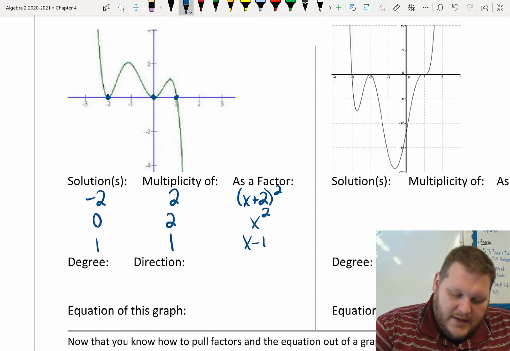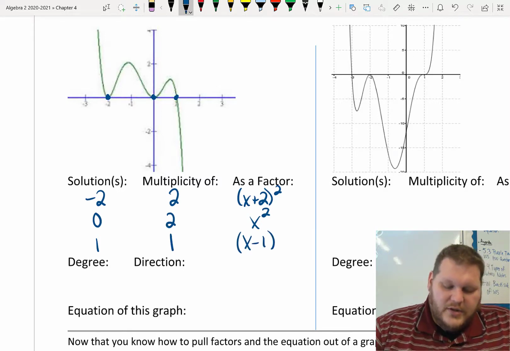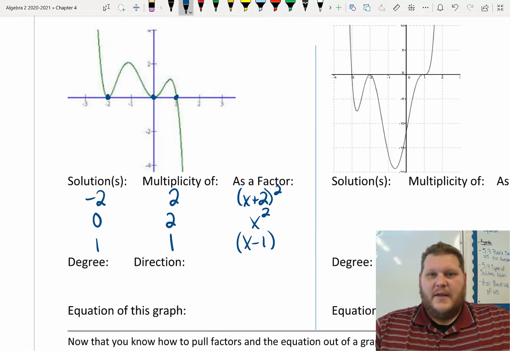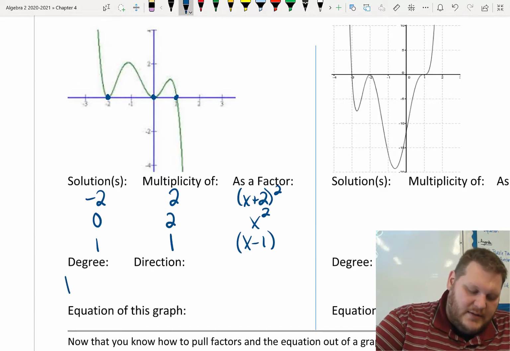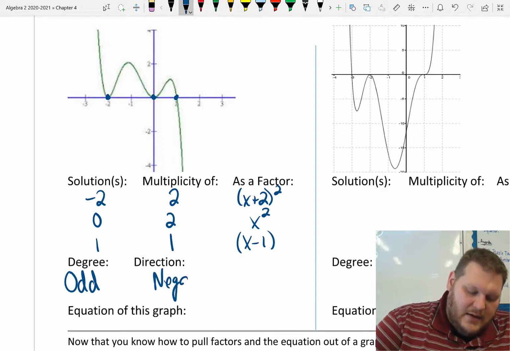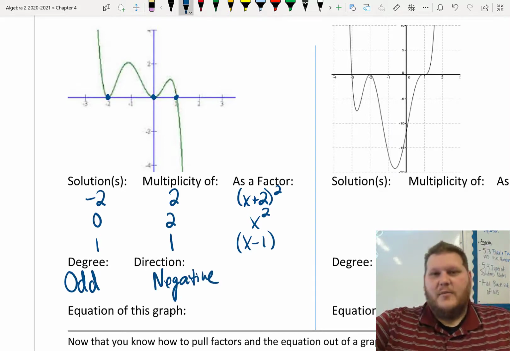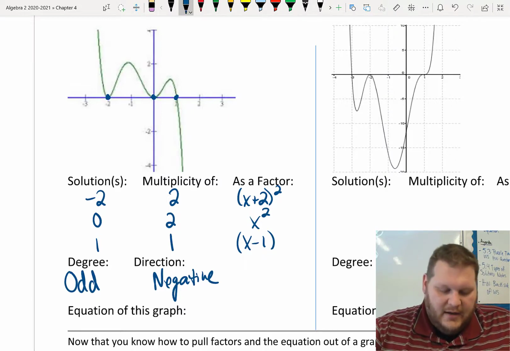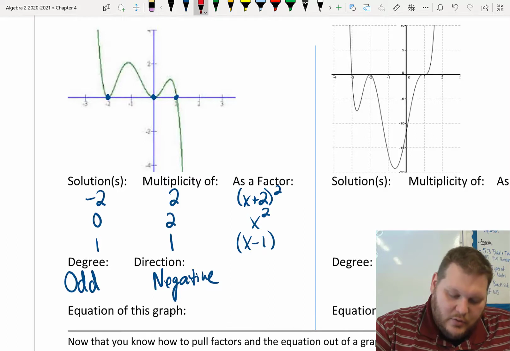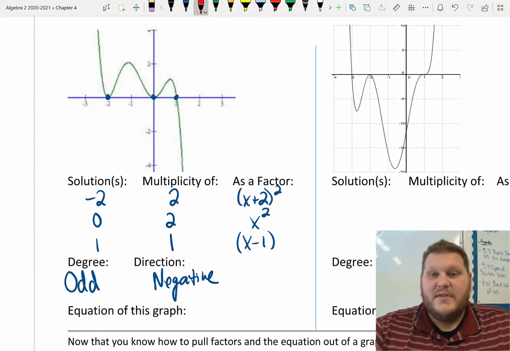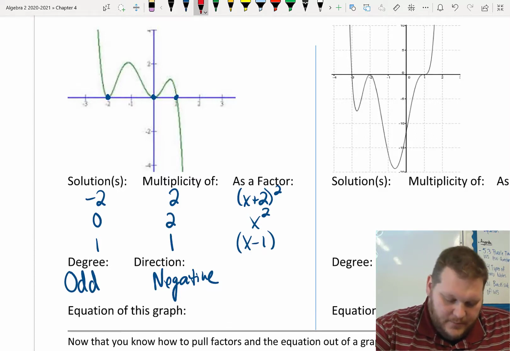And then my last one, x minus 1, is just to the first power. I don't need to write another exponent on there, so we're good. Looking at my graph in general, the degree is odd because they point opposite directions. And in this case, it is negative because the right side points down. So negative. So looking at my factors, 2, 2, and 1 add up to 5. So that is odd, which is good.